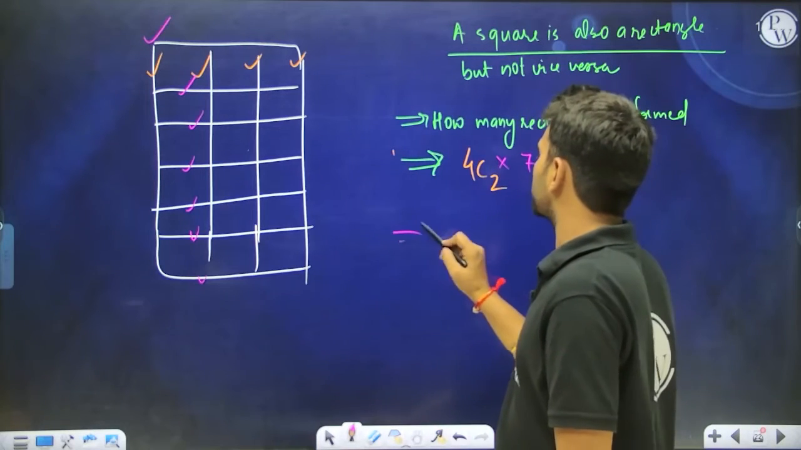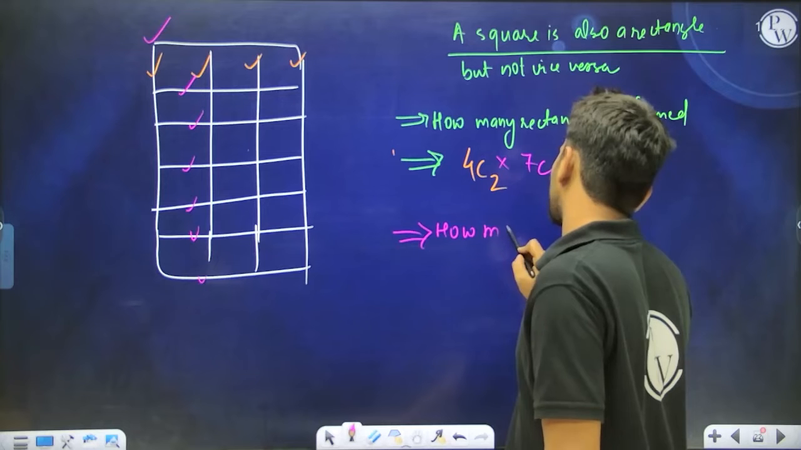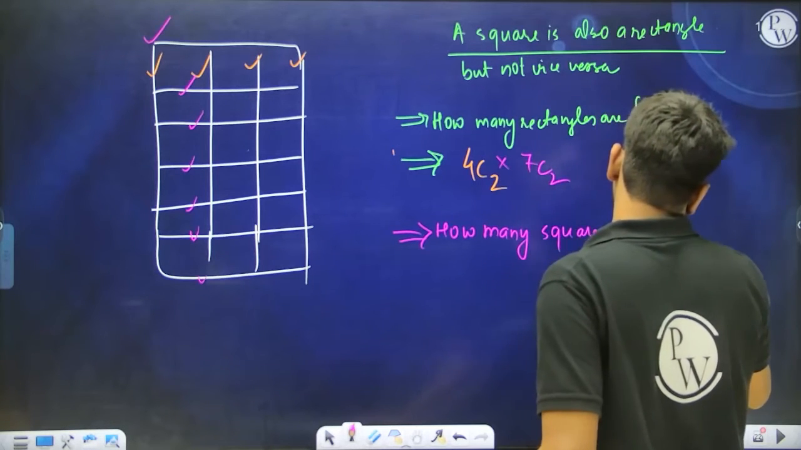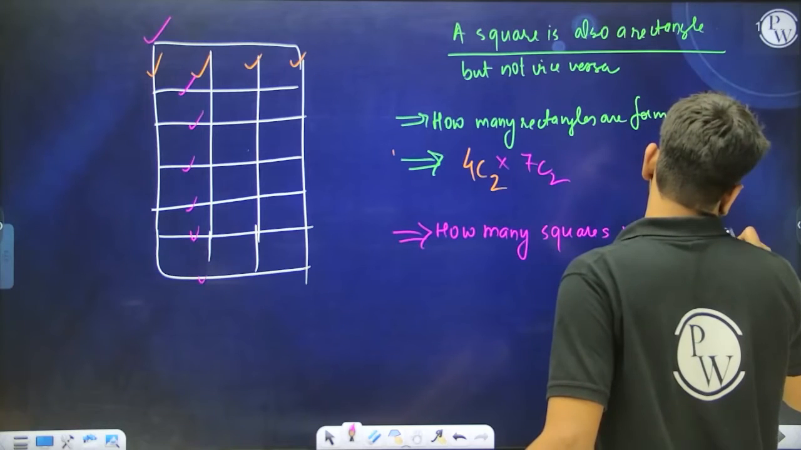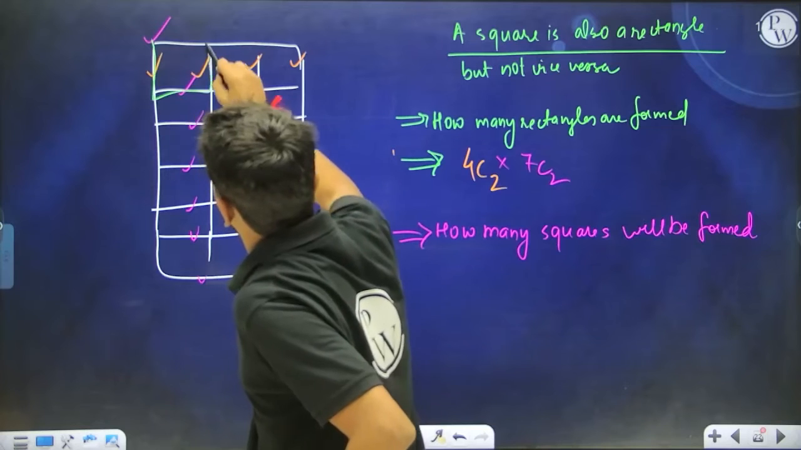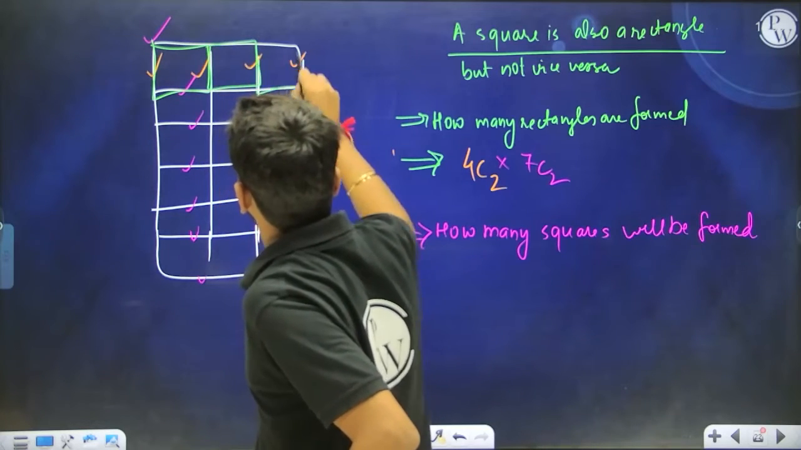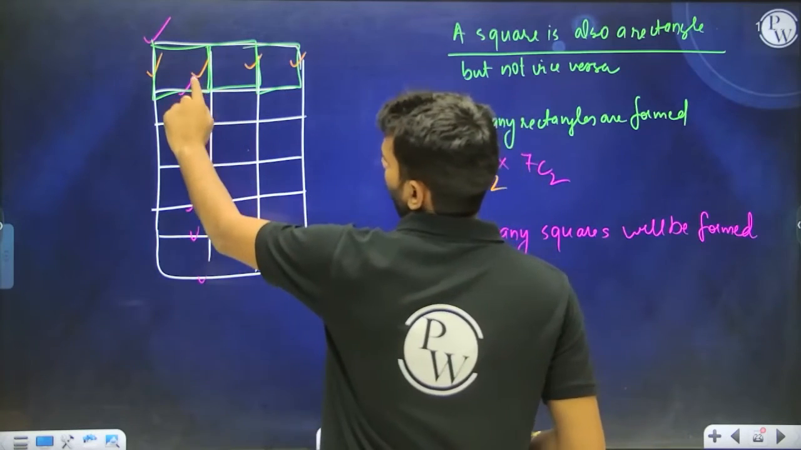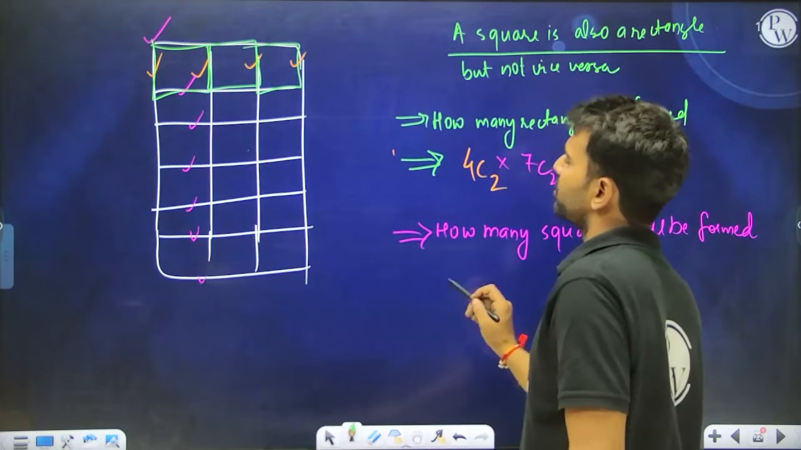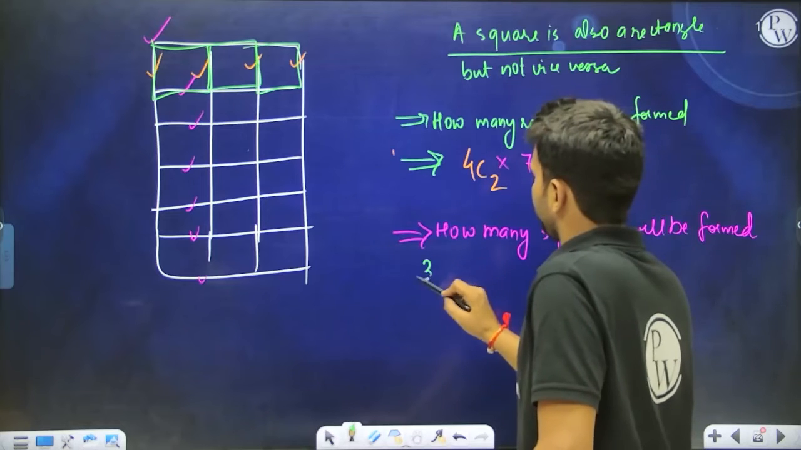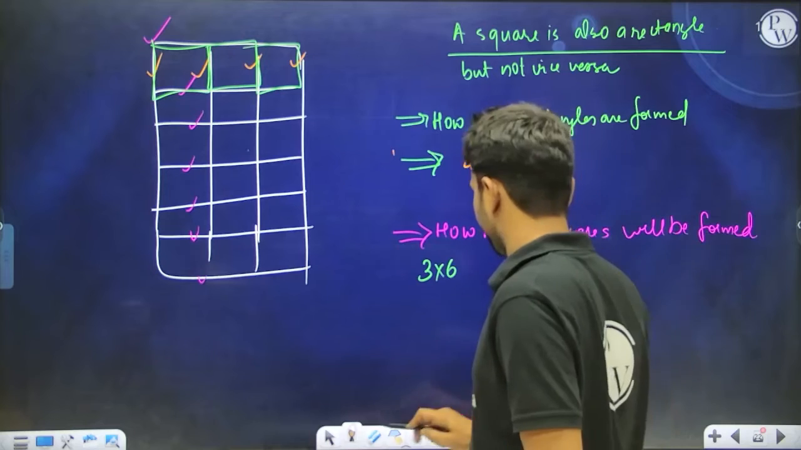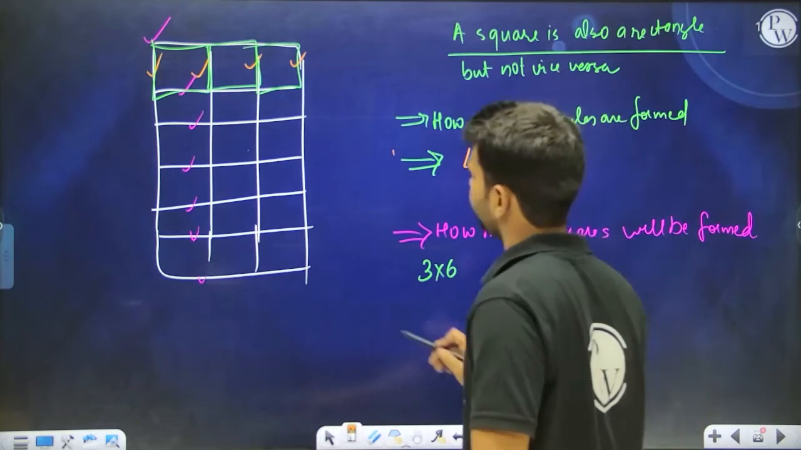Okay. How many squares will be formed? Now, how many squares will be formed if you want to master that? So you can see 1, 2, 3. Then 3 into 1, 2, 3, 4, 5, 6. So this is how much? 3 times 6.